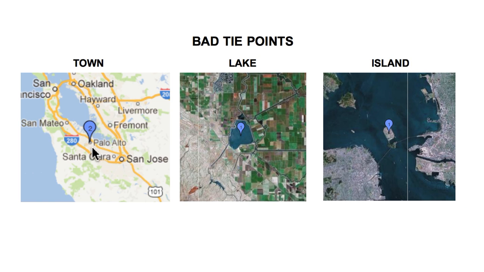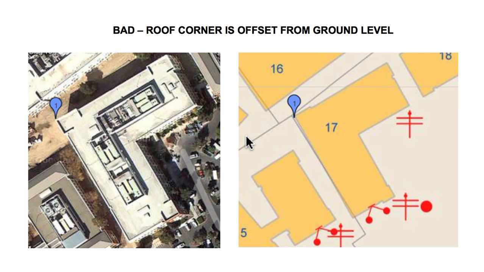Here are some less good tie points. Here we've put a tie point on Palo Alto, and on this map Palo Alto looks like a point, but of course Palo Alto is a wider area around this point, and so the exact location of this point is pretty arbitrary, and so that makes a less good, well-defined tie point. For similar reasons, a lake and an island are both areas, not points. And so it becomes a little bit harder to define exactly where you want to put your tie point.